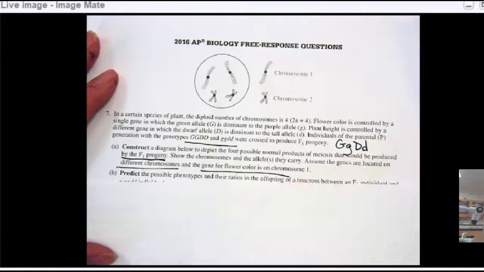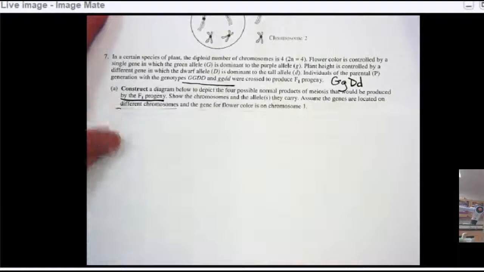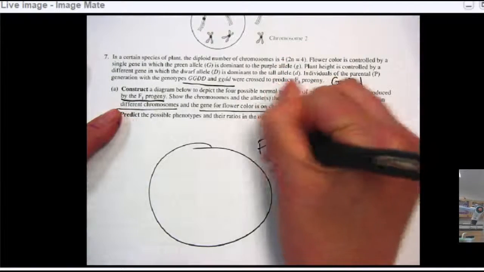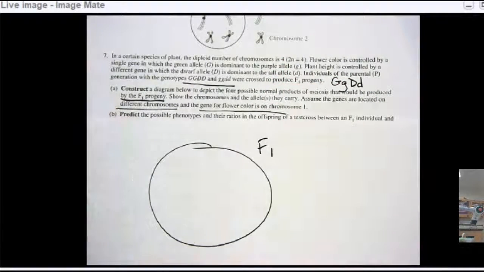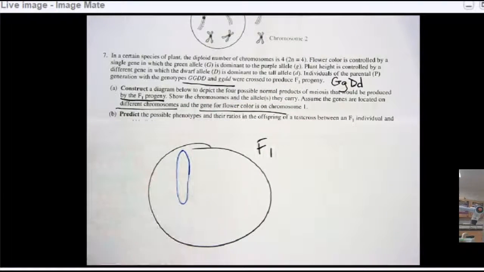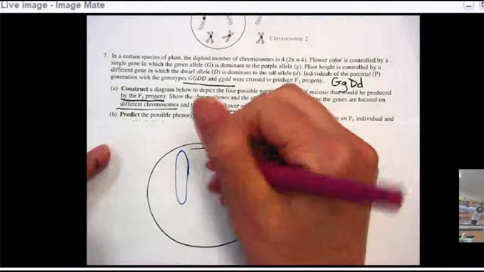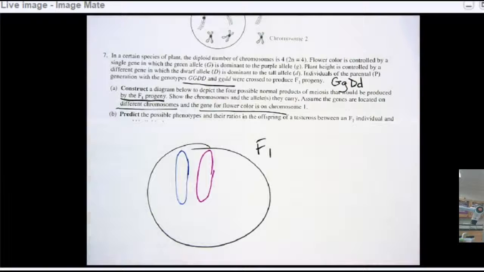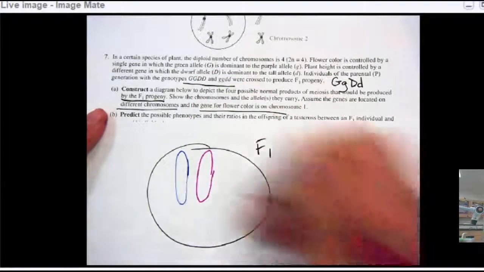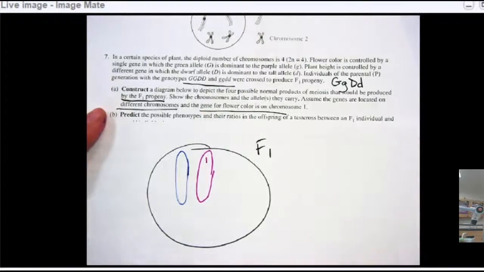If we have an F1, that means that for chromosome 1, you get 1 chromosome from dad, and that's why I put it in blue, and 1 from mom. So I'm putting that in pink. The gene for flower color is G, so this is chromosome 1. And it does not matter what I make this to be.